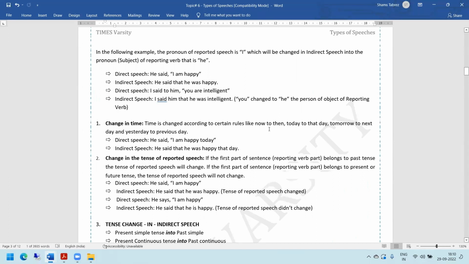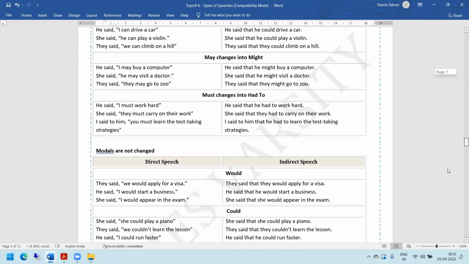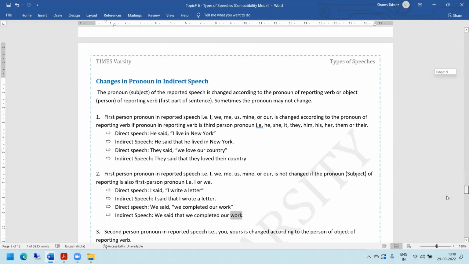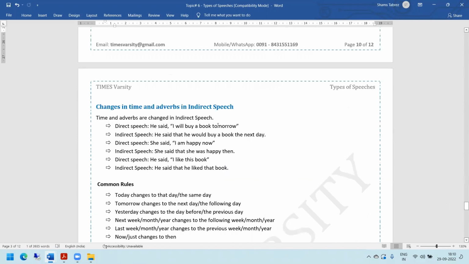So now changes to then, today to that day, tomorrow to next day, yesterday to previous day. So the change in time that we discussed, the same thing is happening here. Similarly, direct speech: She said, "I am happy now." Indirect: She said that she was happy then. Now is changed to then. Direct speech: He said, "I like this book." He said that he liked that book. This is changed to that.